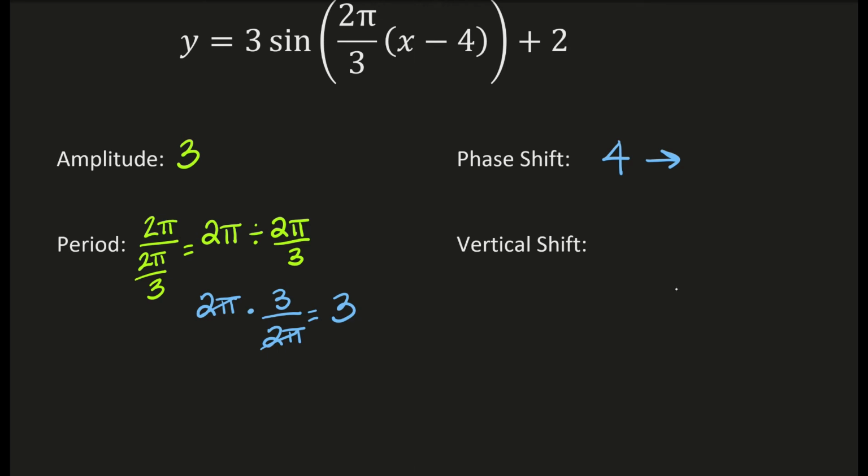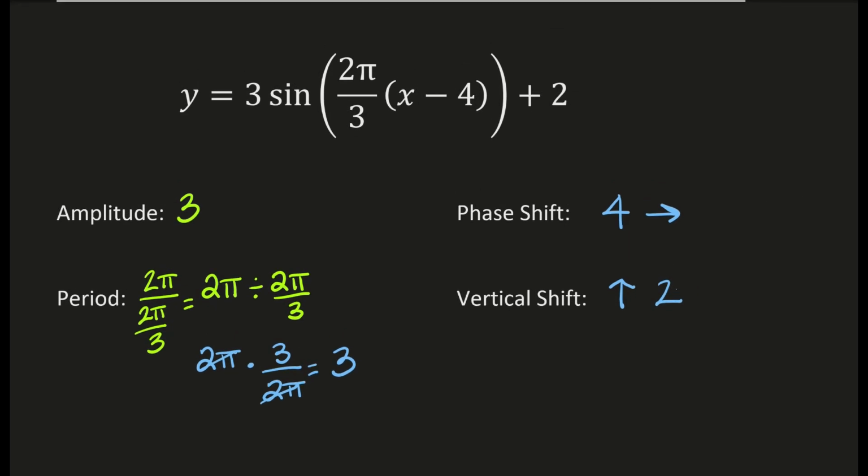And then the last component here is our vertical shift. So because it is positive, that means we had a vertical shift up 2. And that's how you determine your key components from an equation.